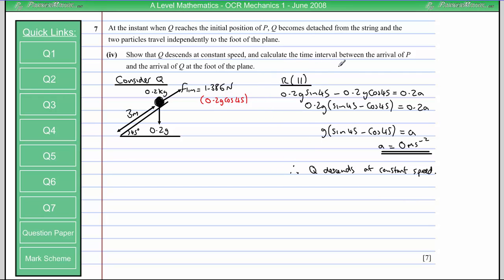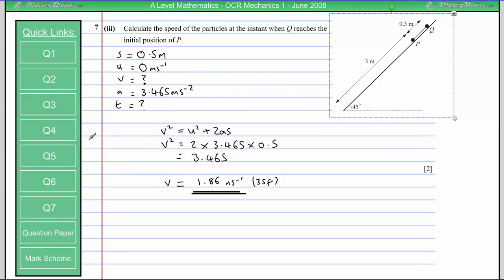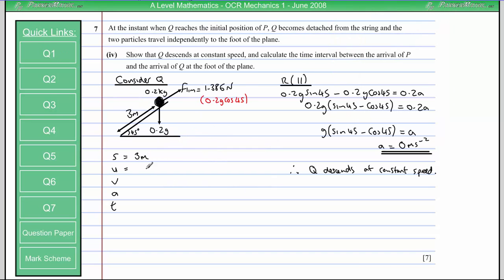We now need to calculate the time interval between the arrival of P and the arrival of Q at the foot of the plane. Let's continue with Q first and see when that will reach the bottom of the slope. So we'll write down some values for suvat. Remember it needs to travel 3 more meters down the slope. Our initial velocity is going to be the final velocity from the previous part of the question, because in part 3 we worked out the speed that Q will be travelling when it reached this position here, 3 meters from the bottom of the slope, which is now where we're starting from. So we can say this is 1.86 meters per second.